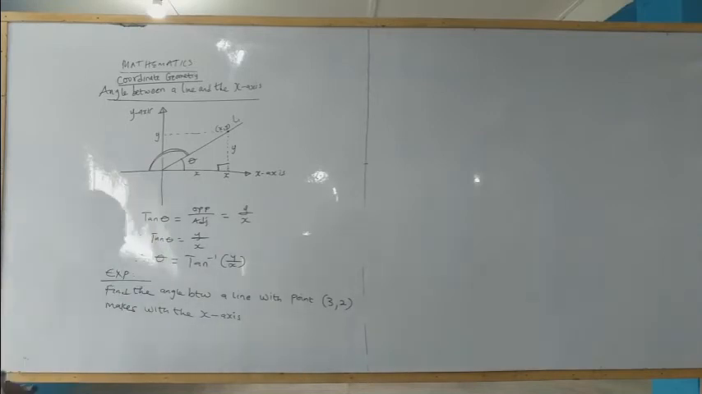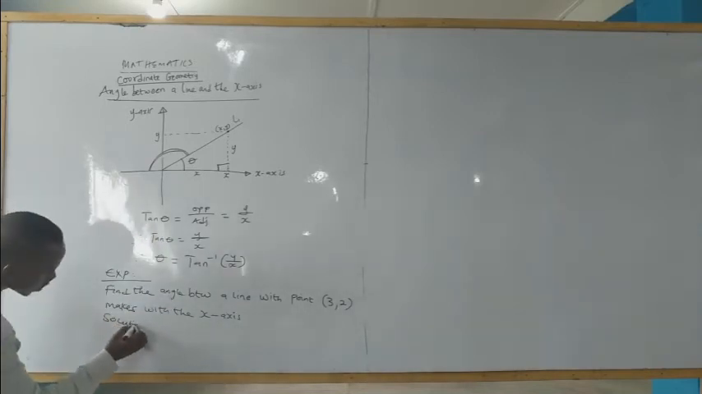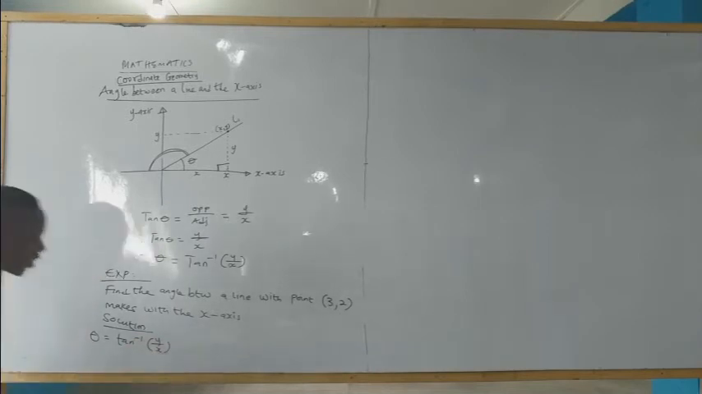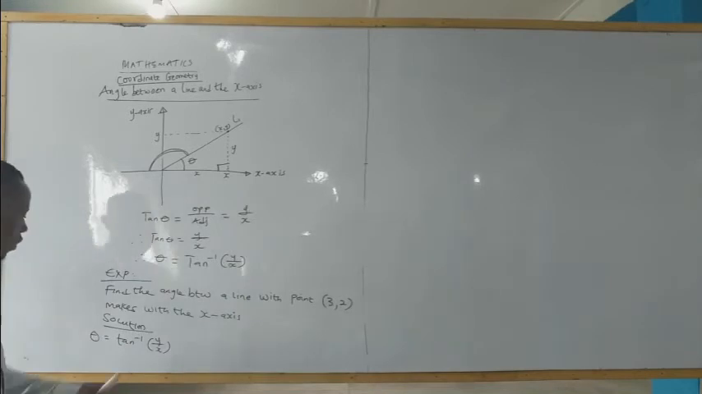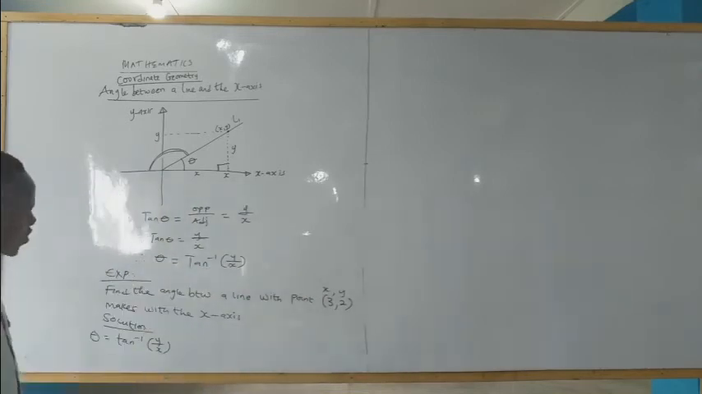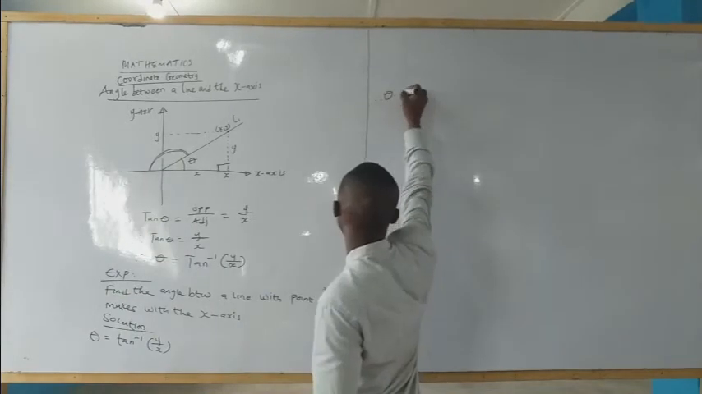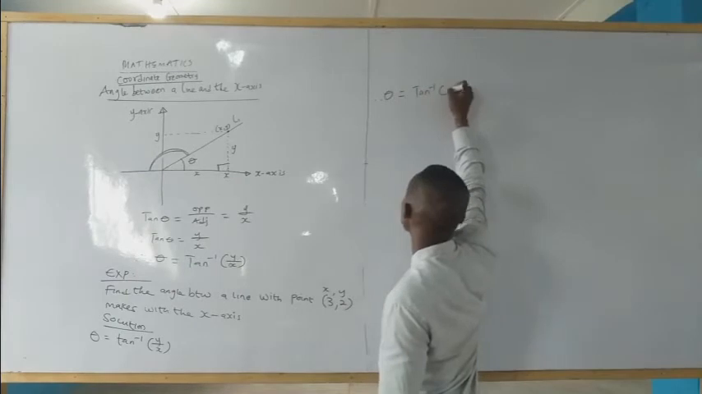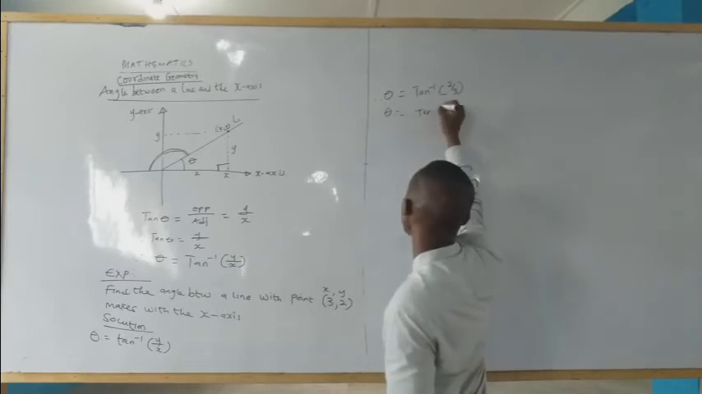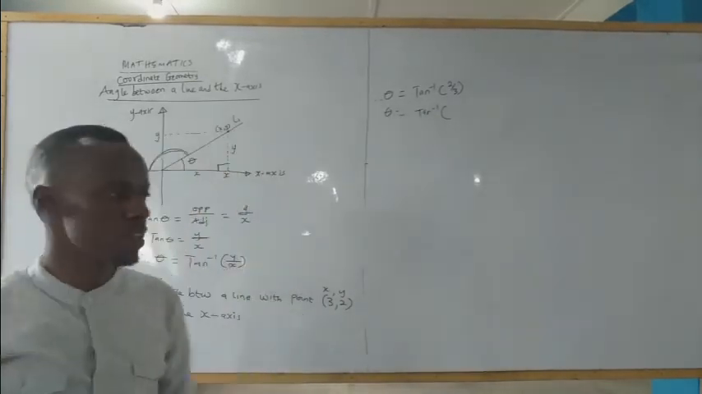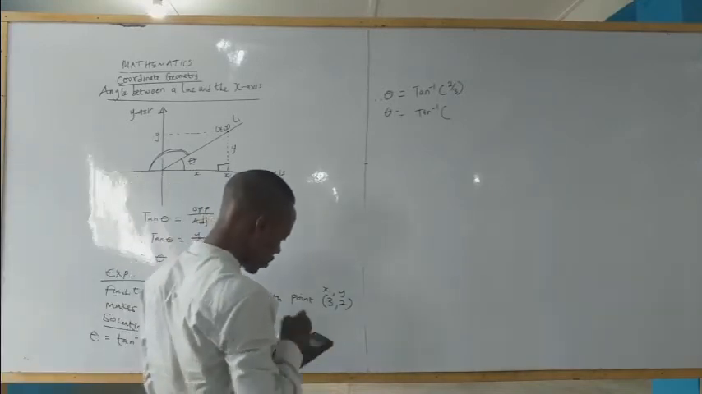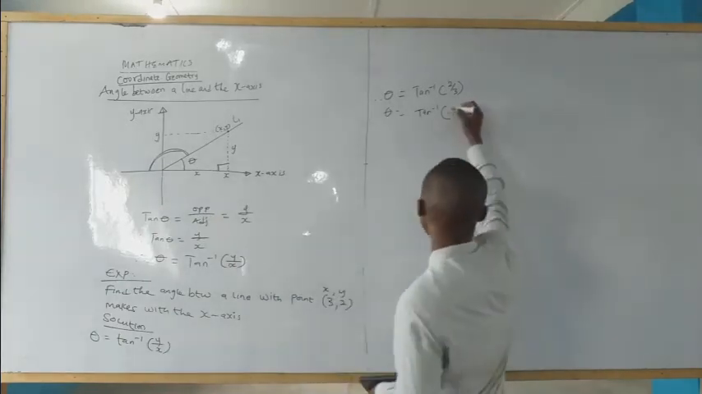Here, what we need to do is apply the formula that we have here. Solution: theta is equal to arctan of y over x. From here, we say this is our x and this is our y, and we input the values into our equation. Therefore theta is equal to arctan, where y is 2 and x is 3. So theta is equal to arctan of 2 divided by 3, and 2 divided by 3 gives us 0.667.